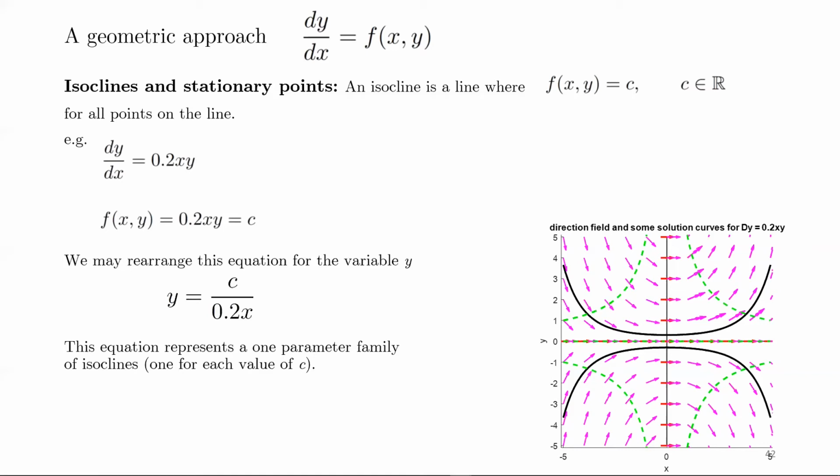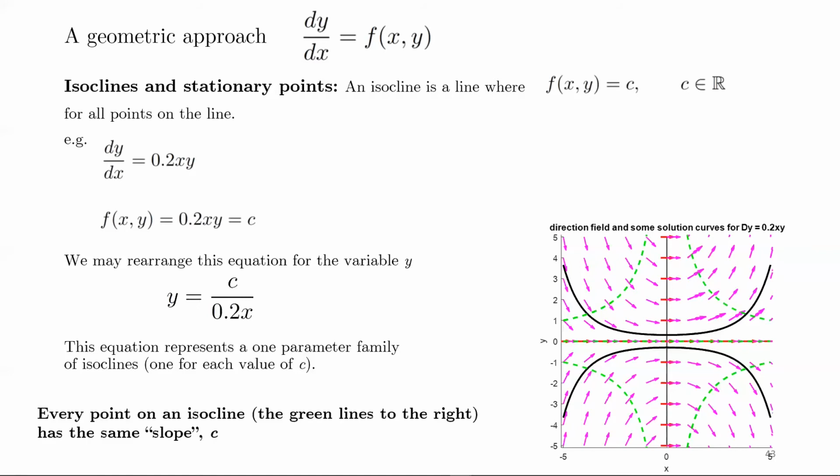Okay, so the point is an isocline. Every point along this line, so let's just look at this isocline in the top left here, in the second quadrant, every point along this green line, along this isocline, has the exact same slope, and that slope value is equal to c. Okay. So let's just be clear, each of these individual isoclines have different slopes, or a different value of c, but on the same isocline, every point on the isocline has the same slope.